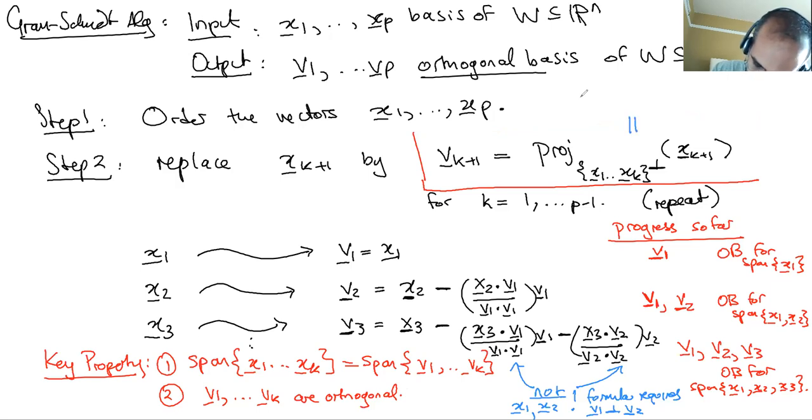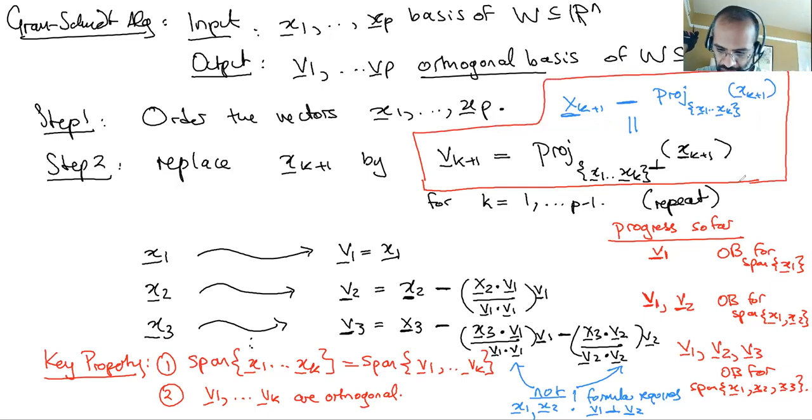This what's written here is just equal to xk plus 1 minus its projection onto the span of x1 through xk of xk plus 1. So the connection is that we want to compute the starred quantity, and that's what we're doing here. We're computing the projection onto that span. Now, in general, it's not so easy to do that. You need an orthogonal basis to use the projection formula. But the point is we have one, namely the V's. Does that answer the question?